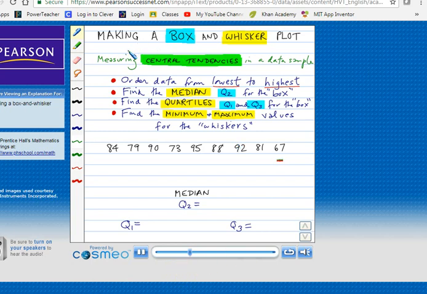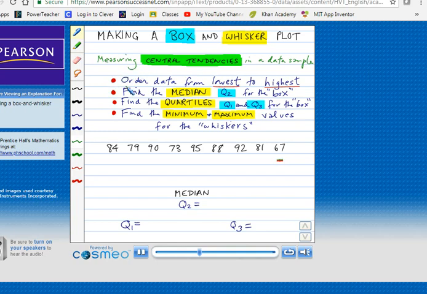Hello, this is Mr. Edwards, and today we will be making a box and whisker plot in order to show a good way to measure central tendencies in a data sample. Now, you have learned about measures of central tendencies such as the mean or average, the median or middle value, or the mode, which values get repeated the most. Now, in this case of making the box and whisker plot, we will be concentrating mainly on the median and the median of medians, which will be quartiles, and the minimum and maximum values.